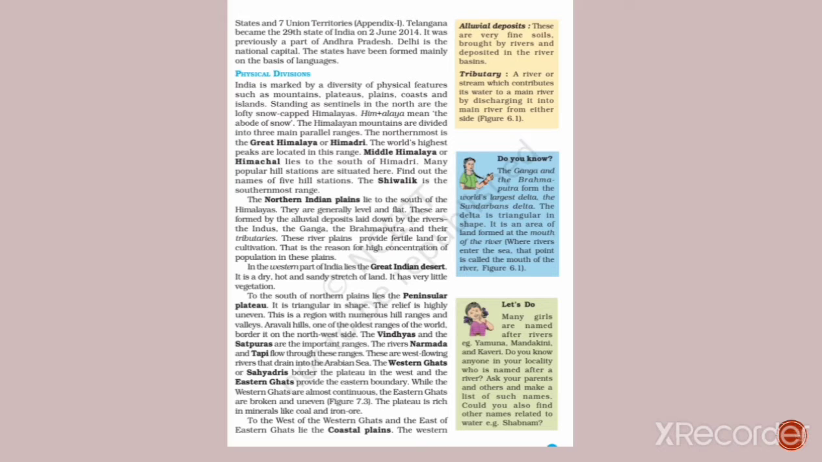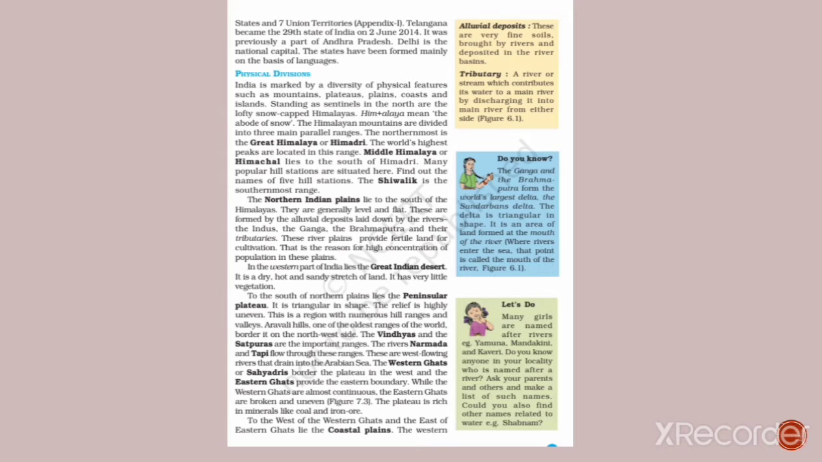Next comes the Great Indian Desert. It is too hot and harsh, with lengthy stretches of land, and vegetation is very scarce. To the south of the northern plains comes the Peninsular Plateau and it is triangular in shape. They are rich in minerals and have high mountain ranges and valleys. One of the oldest ranges is the Aravalli range, then come the Vindhya and Satpura ranges.